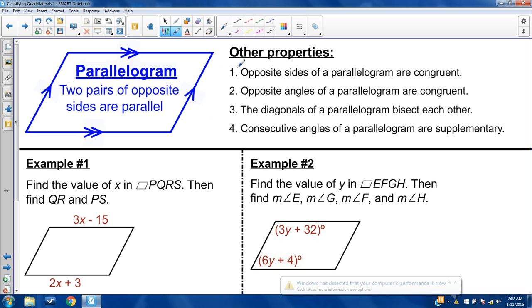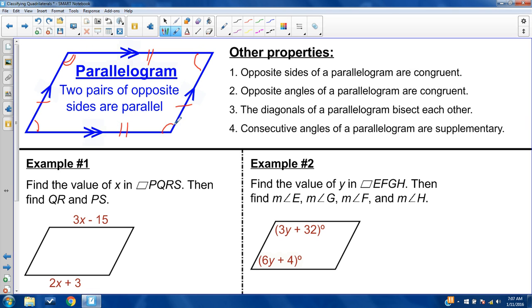Here are other properties that happen, which will be proved in another video later. Opposite sides of a parallelogram are congruent. So not only are the opposite sides parallel, they are also congruent, like so. That's good to know. Opposite angles of a parallelogram are congruent. Here's a set, here's a set.